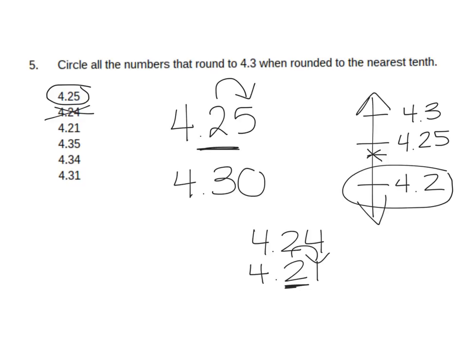Or we could look at our vertical number line. It'll be the same vertical number line. 4 and 21 hundredths falls right about here, which means it rounds down to 4 and 2/10. So it does not round to 4 and 3/10.